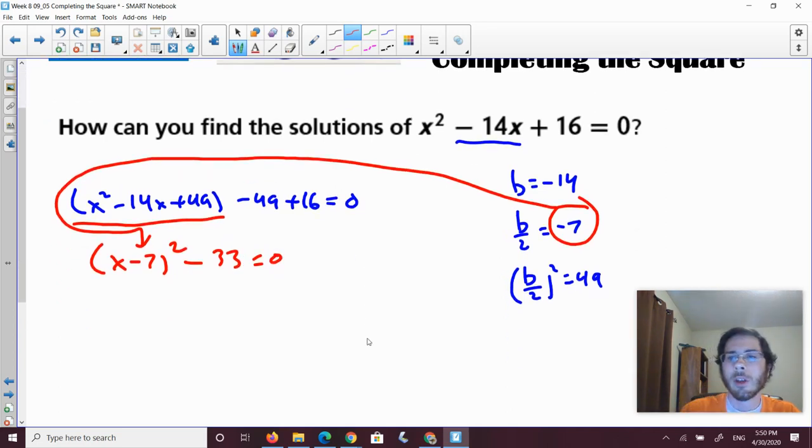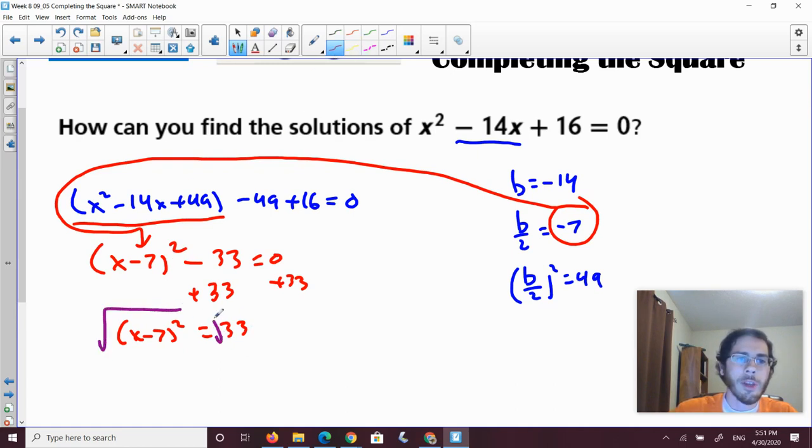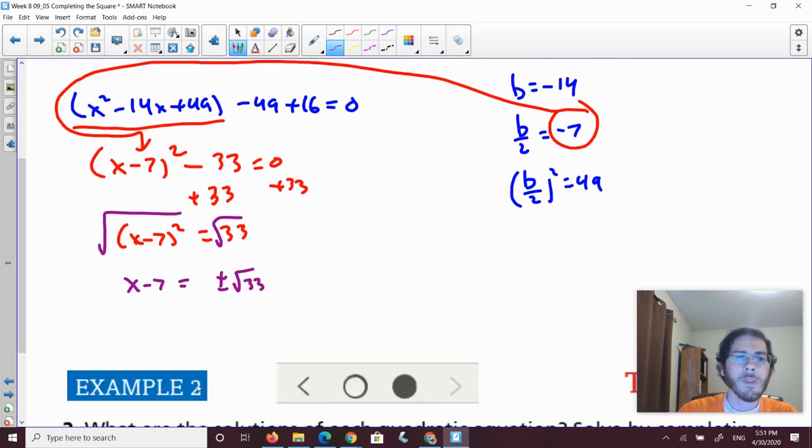So we want to solve this one like we'd solve our square root ones from the last section. So we want to add 33 to try and get the squared part by itself. So x minus 7 squared equals 33. Square root both sides. So we did a good job with that last section, so we're going to square root both sides. x minus 7 equals plus or minus square root of 33. And then we're going to add 7 to both sides. Plus 7, plus 7. So x equals 7 plus or minus the square root of 33.